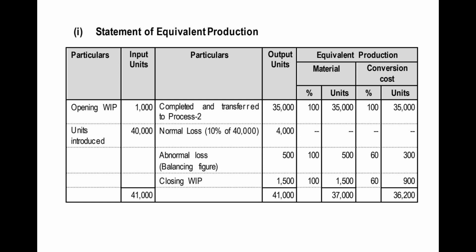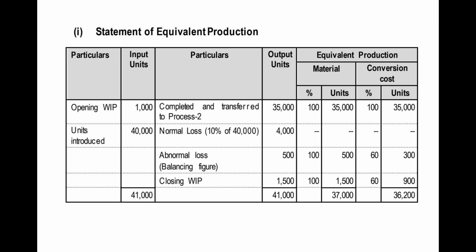Then go to the equivalent production column, go to the material column, and under percentage write 100% against 35,000 units. Why? Because it is finished goods, so all the material is introduced here itself and everything is completed. There is no further introduction; material is introduced in only one place. So 35,000 units into 100% is 35,000 units. Update it under the units column. Then go to the conversion column and write 100% the same way, because it is finished goods and completed here itself. Write 35,000 units.